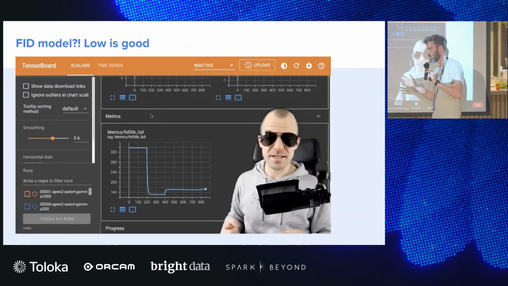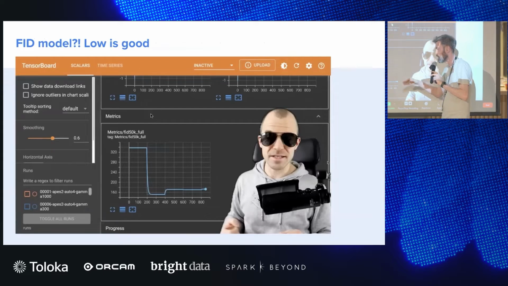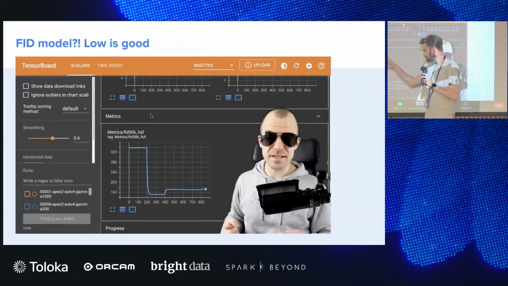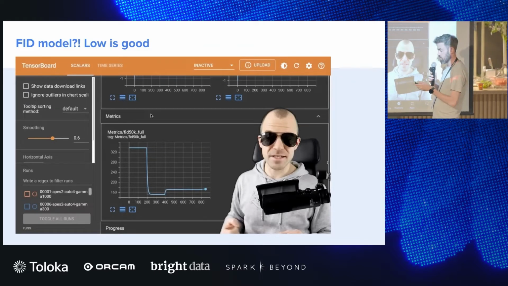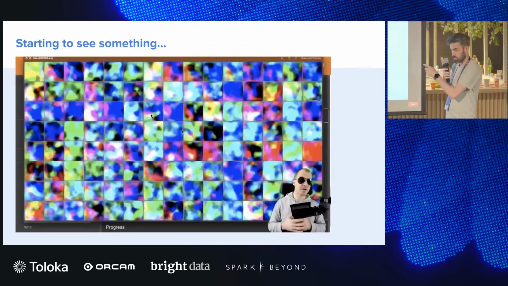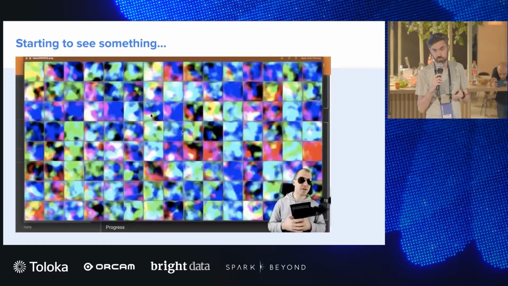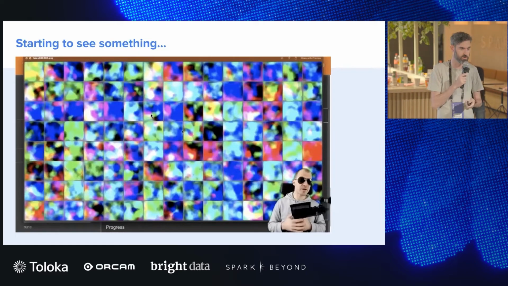In most of the graphs that we look at in life, we need to be as high as possible. But if you are getting here, you're doing good. And here he did something bad when he tried to train it. And the result of the training was this. As you can see, it's not good. No one can understand what's going on here.